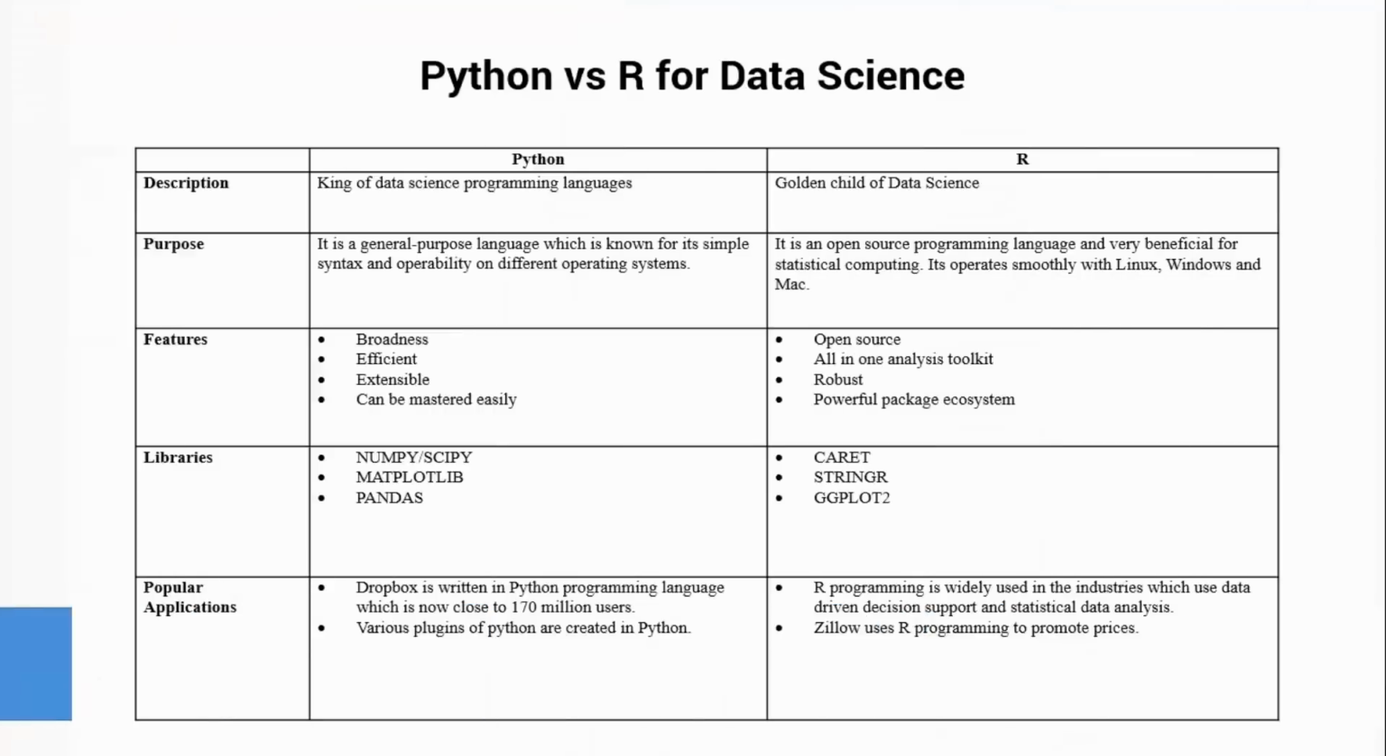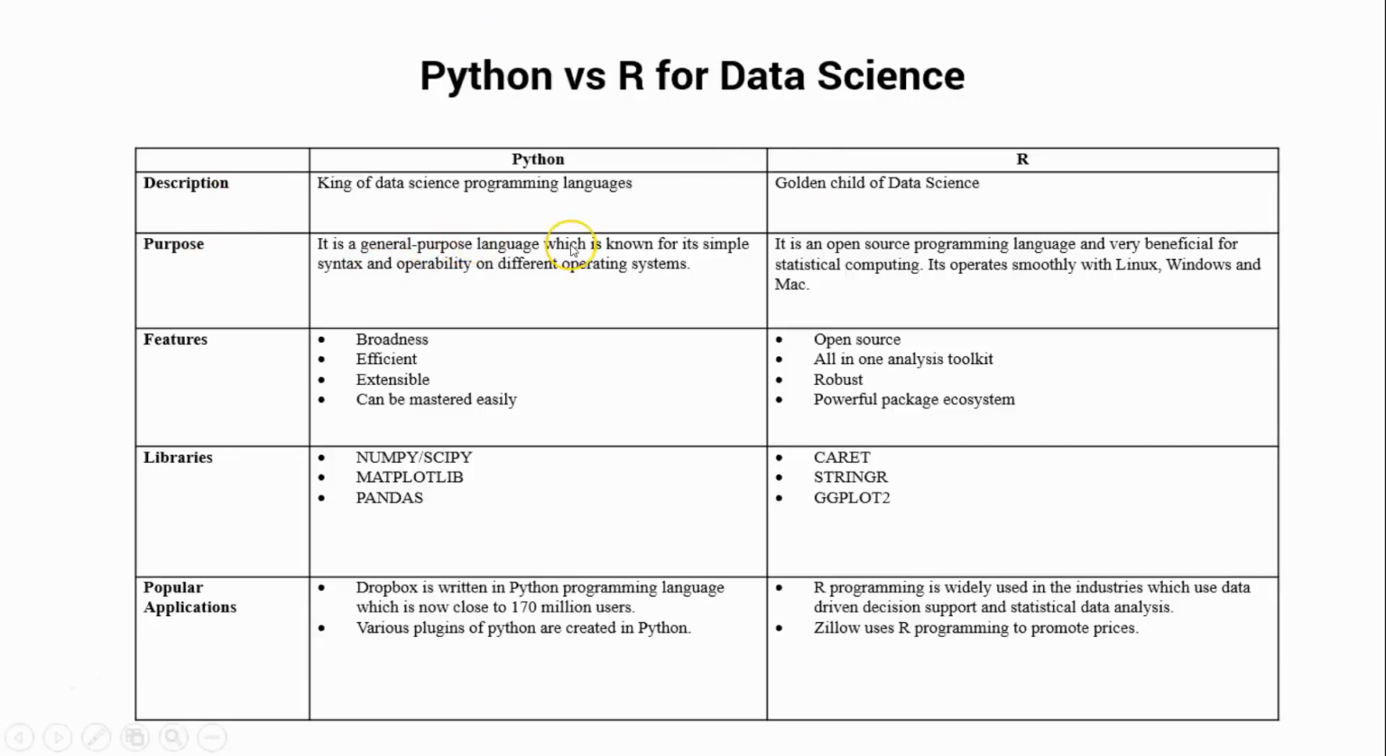Now the next thing we will understand is when Python and R are used as tools for data science, from the infographic point of view, what are the basic differences? There are a few differences, and the features and differences are listed over here. Starting with the description, Python I can say is the king of data science programming languages, and R is the golden child of data science. Basically, both of them are equally competent to show the output which is needed or which can be achieved.